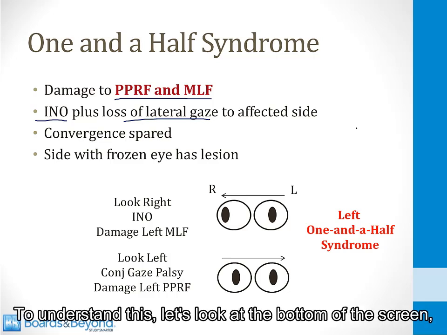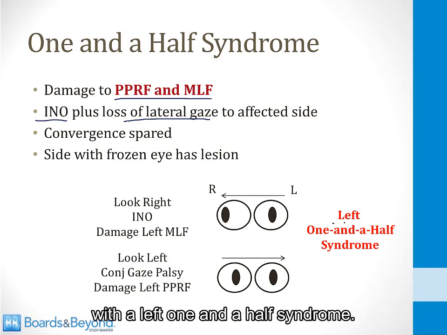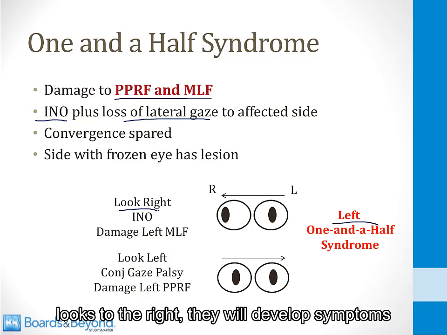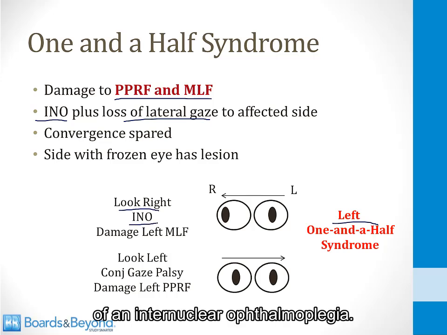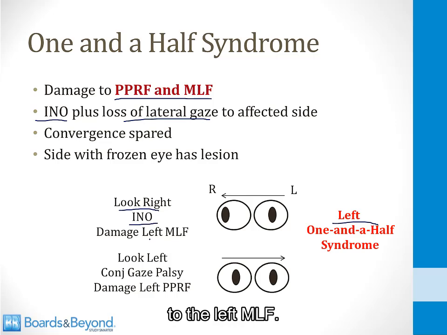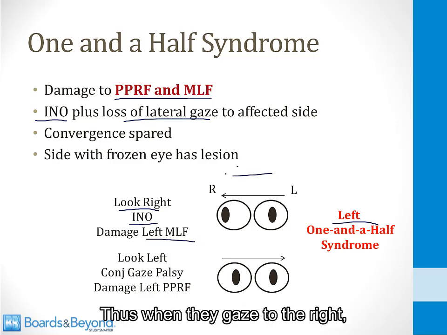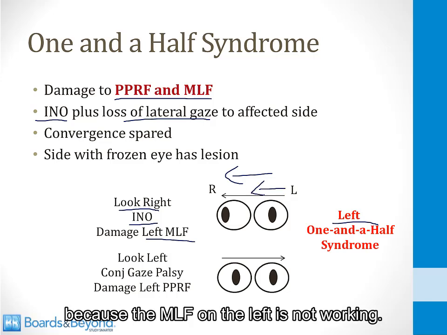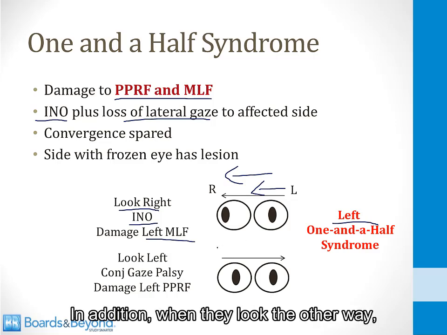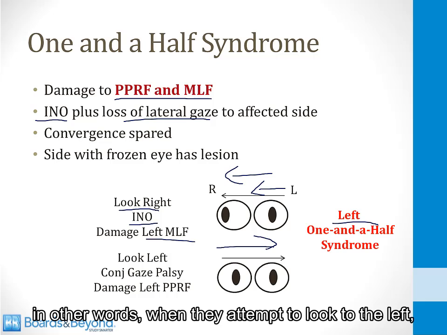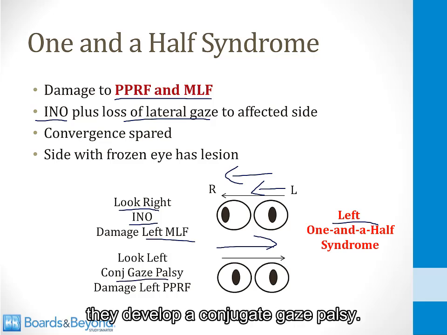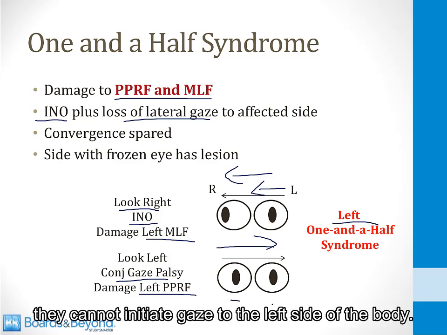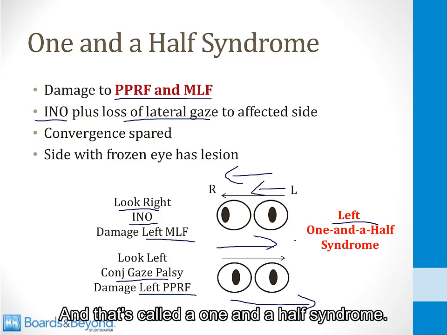To understand this, let's look at the bottom of the screen where I've shown what can happen with a left 1.5 syndrome. When a patient with a left 1.5 syndrome looks to the right, they will develop symptoms of an internuclear ophthalmoplegia. That's because there has been damage to the left MLF. Thus, when they gaze to the right, the left eyeball does not move medially past the midline because the MLF on the left is not working. In addition, when they look the other way, in other words, when they attempt to look to the left, they develop a conjugate gaze palsy. This is because the PPRF on the left side has been damaged, and thus they cannot initiate gaze to the left side of the body, and that's called a 1.5 syndrome.